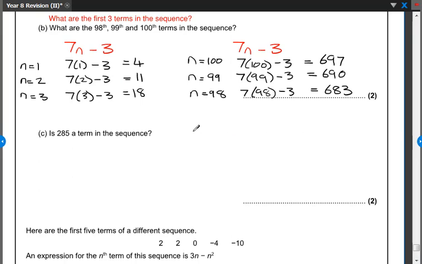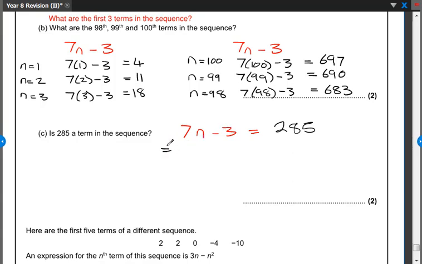Is 285 a term in the sequence? Well, that's a great question. 7n minus 3 is our nth term. So if this is a number in the sequence, then there should be some whole number, a positive whole number greater than 0, so in other words, a natural number, which n should be. For example, if you solve this for n, we're going to say that equals 285. So if this is a number in the sequence, we should get a whole number answer for n when we solve it.